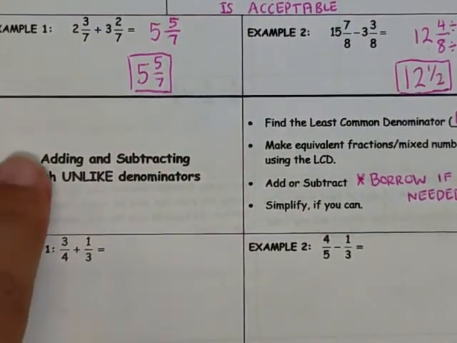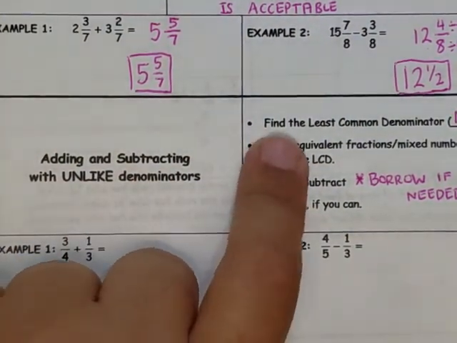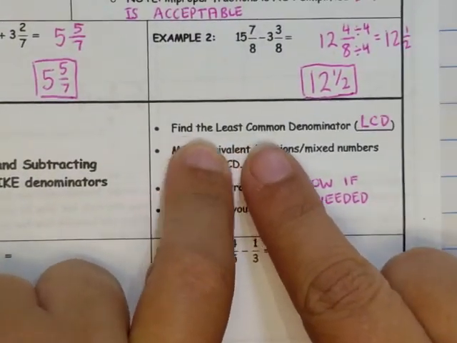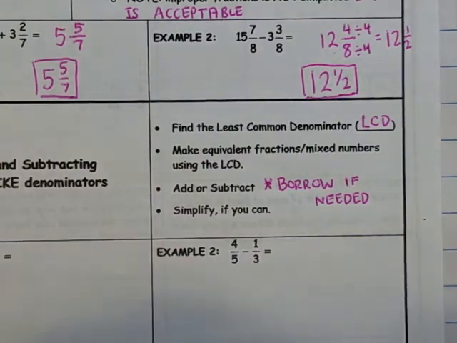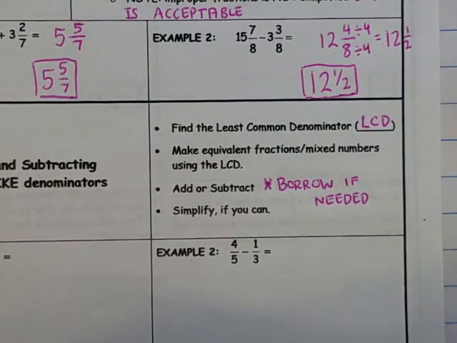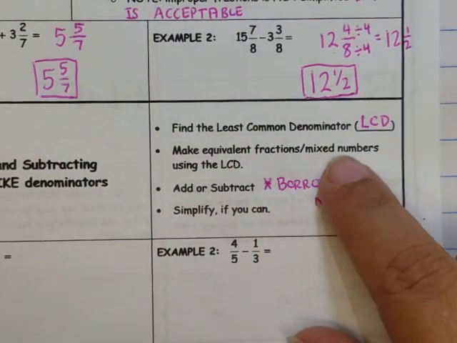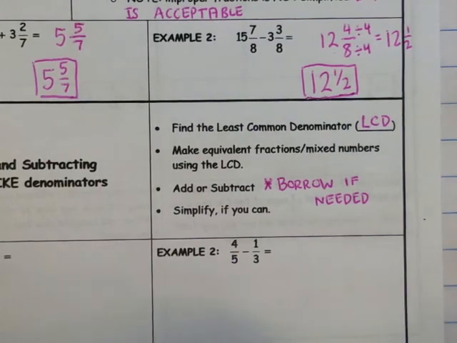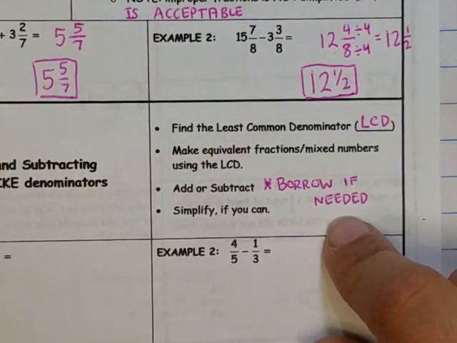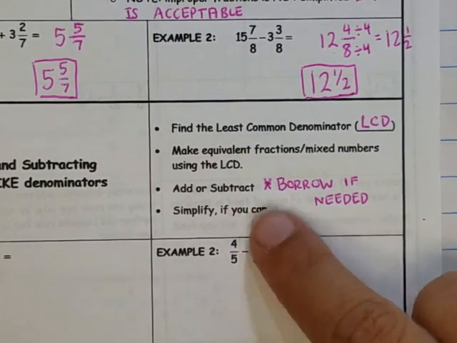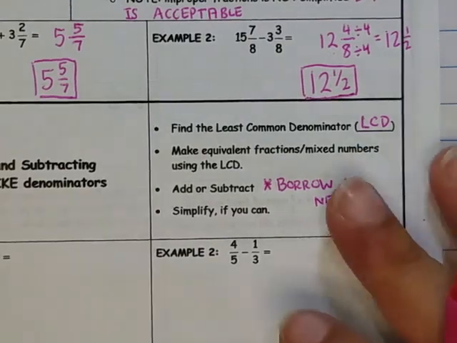Now, what if we're adding and subtracting with unlike denominators? So here are our steps. Find your least common denominator, your LCD, which is using your LCM rules from Unit 2. Make equivalent fractions or mixed numbers using your LCD. Add or subtract. Borrow if needed. I don't think any of the ones that we're going to do today are going to require borrowing, but we can borrow if needed, and then simplify when you can.